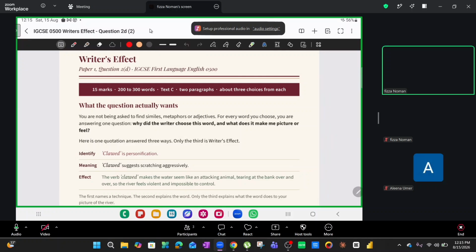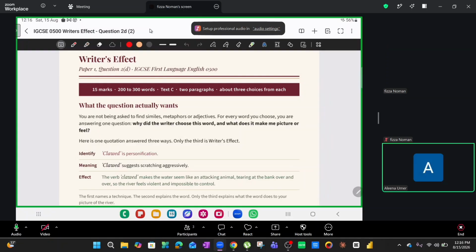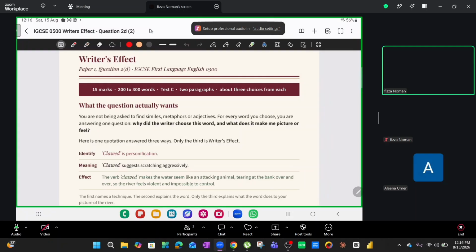Does that make sense better? Yes. The language that the writer has tried to use, how has that created a certain effect? How has that created meaning? And what kind of meaning is projected in the mind of the reader? All of these things come together in writer's effect. And as the student, you are supposed to be the one analyzing all of this. Does that make sense? It's about this.